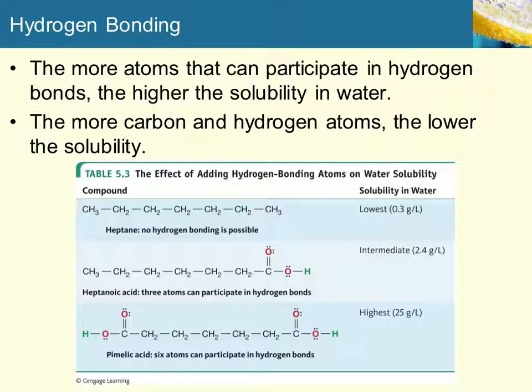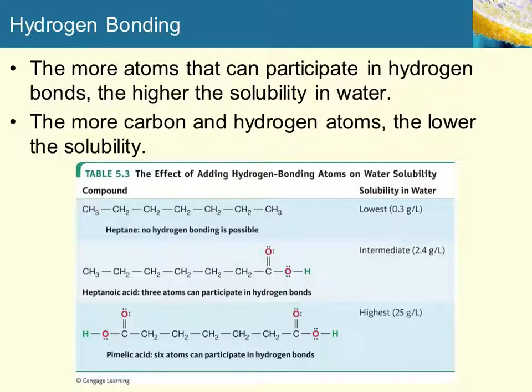So let's look at this first example here in table 5.3. You have heptane. Heptane is a 7-carbon chain, all surrounded by hydrogen atoms. It is symmetrical in nature, so therefore there is equal charge distribution, which makes it nonpolar. Very, very little solubility. You can see there 0.3 grams per liter in water.